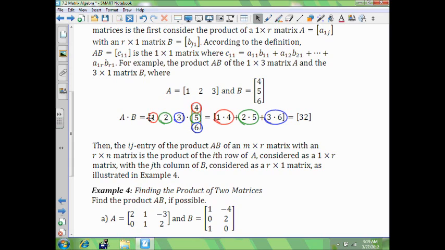Now the ij entry of the product AB of an n by r matrix with an r by n matrix is going to be the product of the ith row of A with the jth column of B, as illustrated in example 4 here.